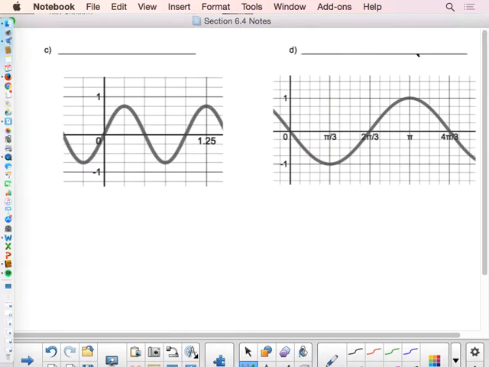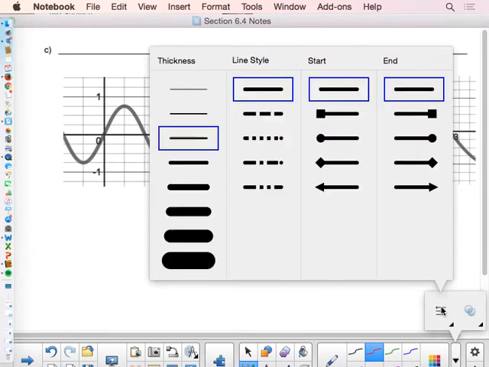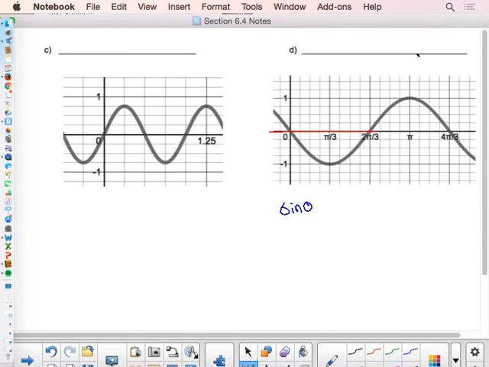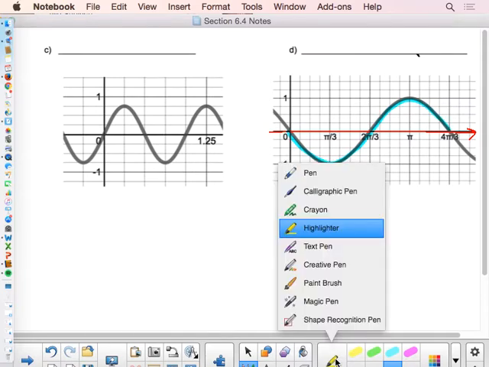Okay, let's do one more. Let's do d. We'll take a look at d. We notice that this begins at the origin. So this is a sine function. The sinusoidal axis is again on the x-axis. The difference between the sinusoidal axis and my max or min is 1, the absolute value of the difference. So A is equal to 1. The period goes from the y-axis to the minimum, back through the x-axis to the maximum, and returns to the sinusoidal axis at 4 pi over 3.